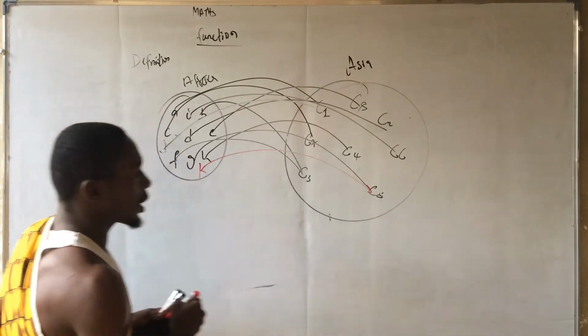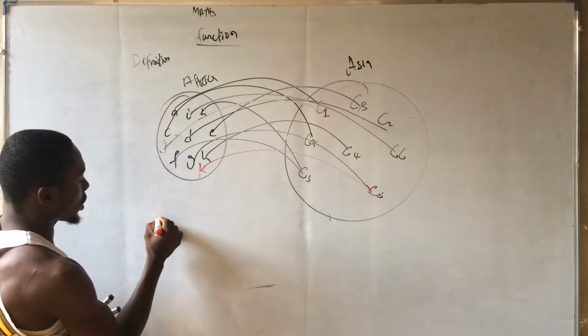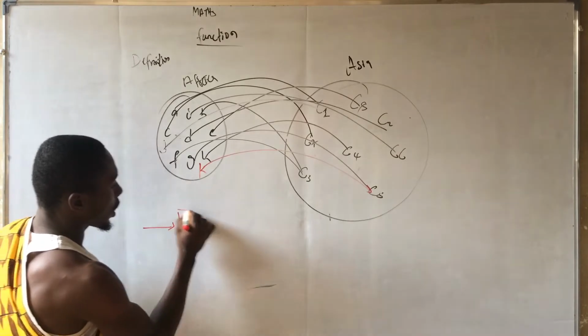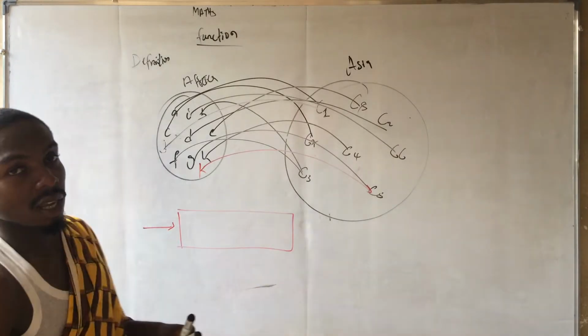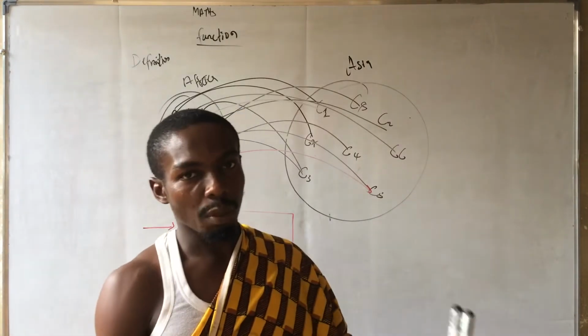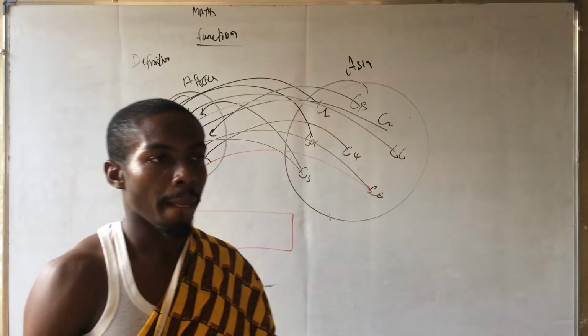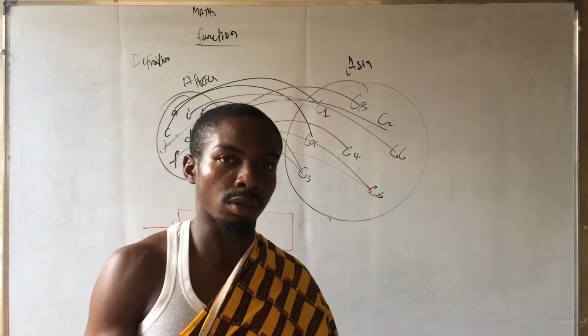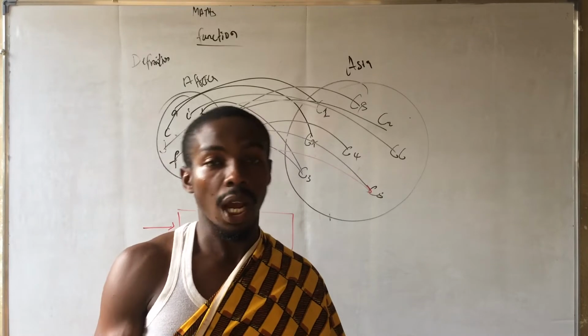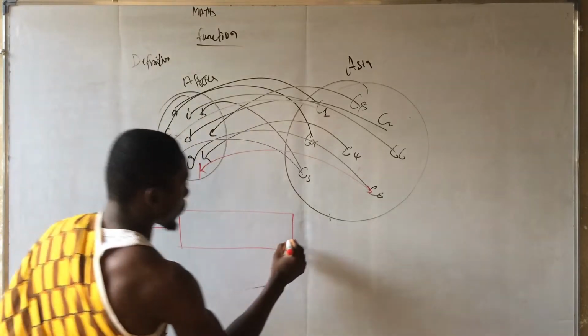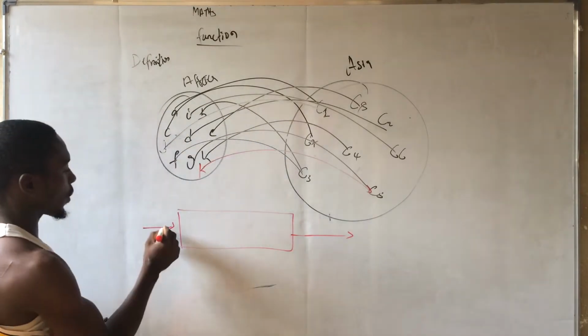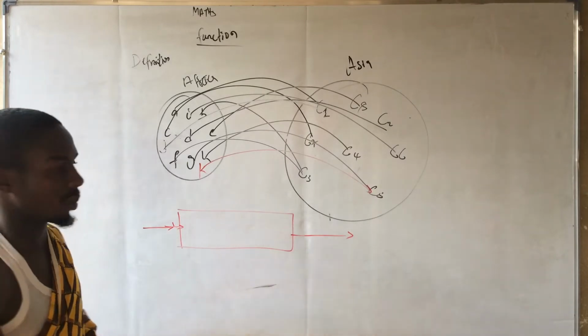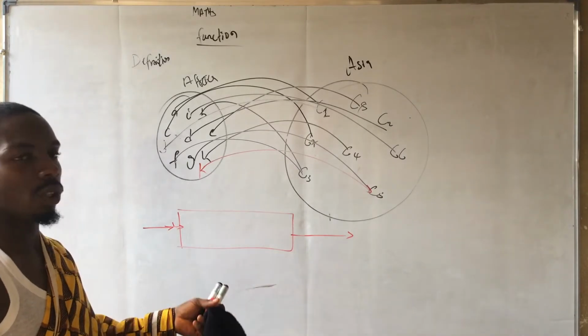Now, let's look at the function like a machine. Remember, when I say a machine, I don't mean a motorcycle. I mean a machine, like a motor is a machine, a vehicle is a machine, and a car is a machine. Let's take, for example, the calculator, which is also a machine, and the calculator machine is what I'm going to be using now.